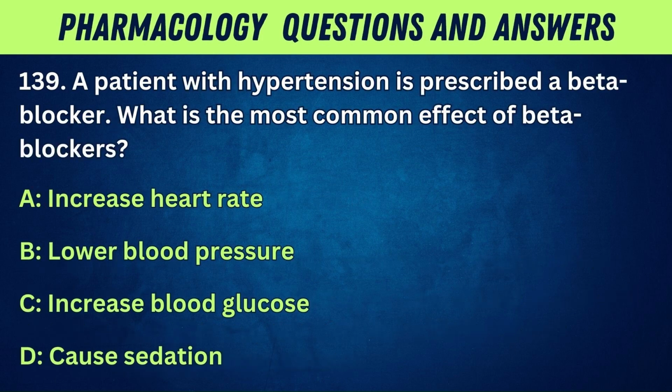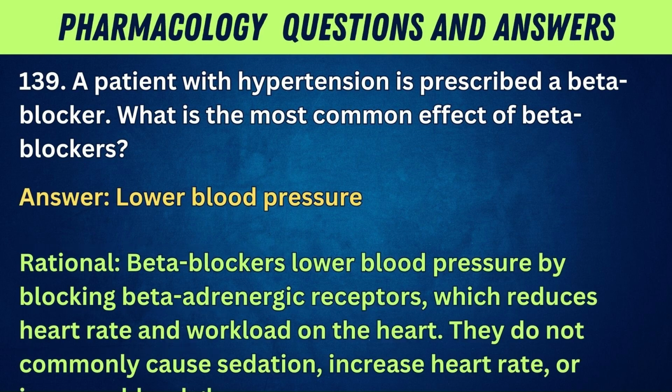A patient with hypertension is prescribed a beta blocker. What is the most common effect of beta blockers? A. Increase heart rate. B. Lower blood pressure. C. Increase blood glucose. D. Cause sedation. Answer: Lower blood pressure. Rationale: Beta blockers lower blood pressure by blocking beta-adrenergic receptors, which reduces heart rate and workload on the heart. They do not commonly cause sedation, increase heart rate, or increase blood glucose.